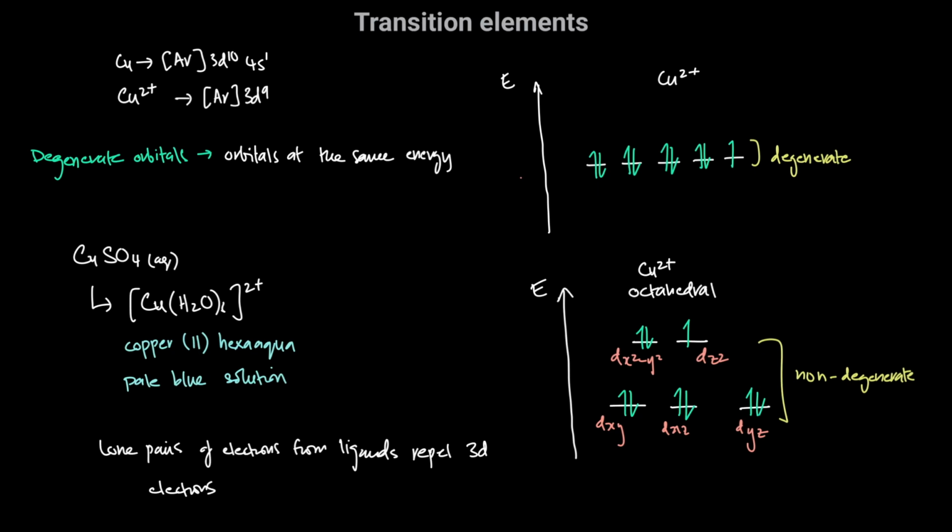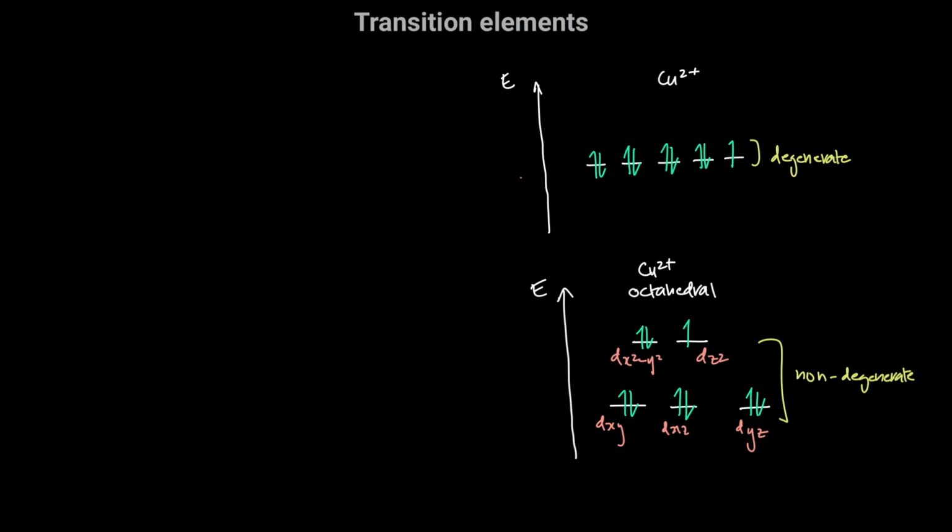So now let's try and answer the question as to why transition element complexes are colored. For example, why does this copper 2 hexaaqua complex form a pale blue solution? So now let's try and understand why these complex ions form colored solutions, or why solutions of these complexes are colored.